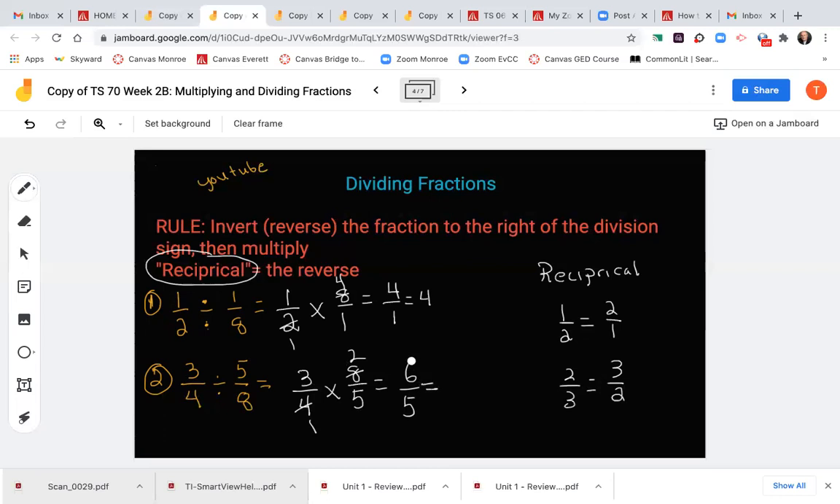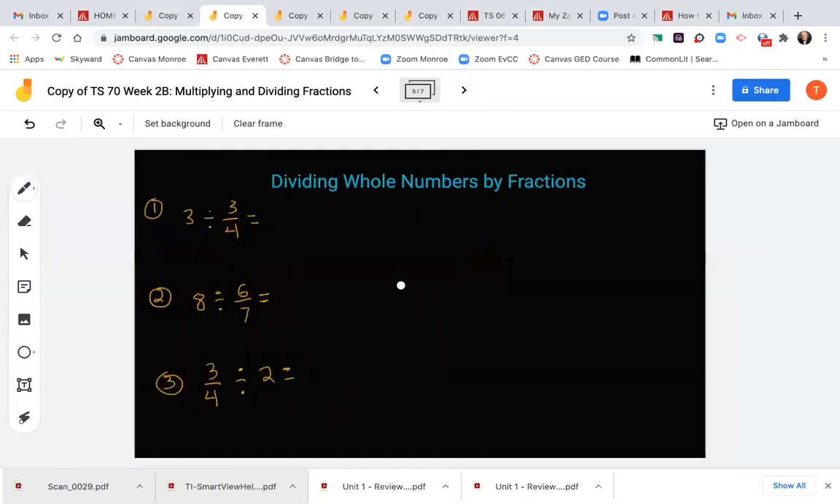That's improper because the numerator is bigger than the denominator. 6 is greater than 5. 5 goes into 6 one time. There's 1 left over and I bring the 5 over. There's my answer. That's the basic rule of division. We've got about 7 or 8 minutes here.